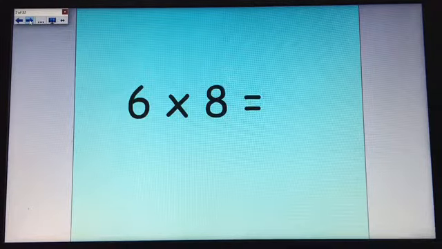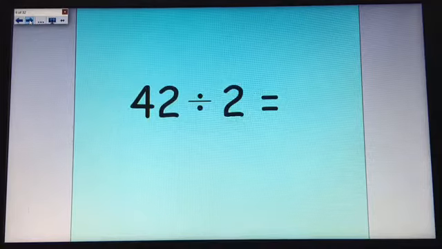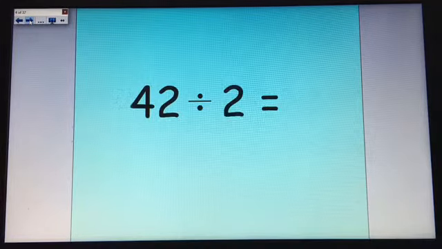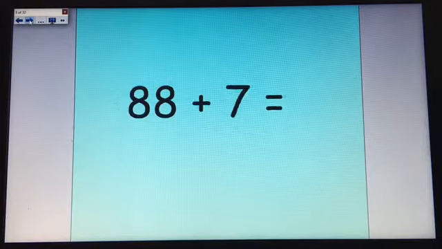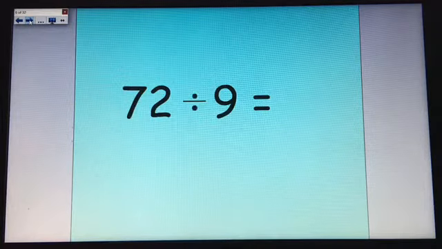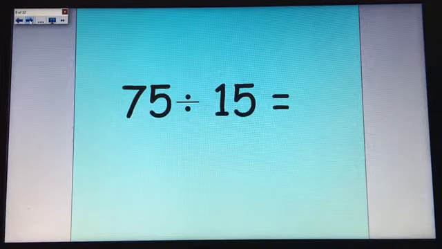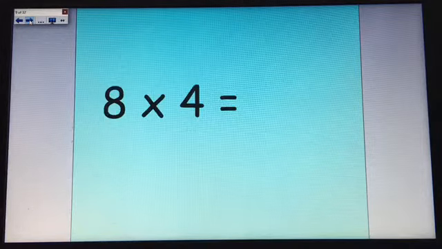6 times 8 is 48. 2 times 7 is 14. 42 divided by 2 is 21. 88 plus 7 is 95. 72 divided by 9 is 8. 78 plus 12 is 90. 75 divided by 15 is 5. 8 times 4, 32.